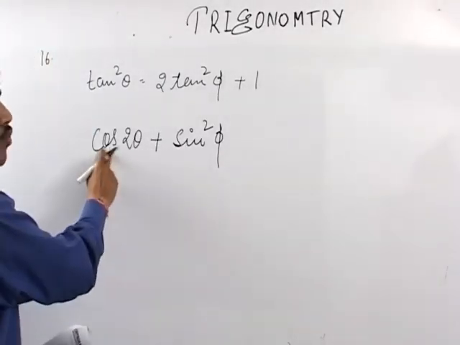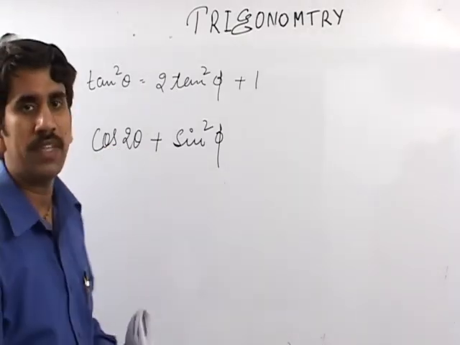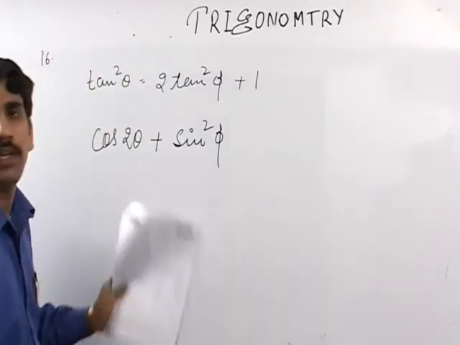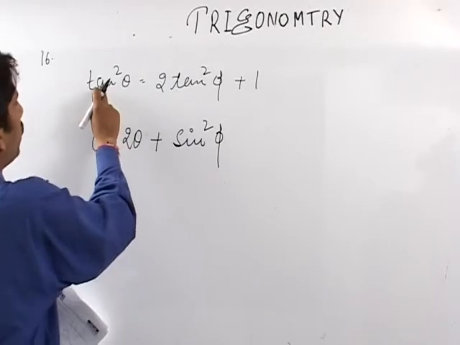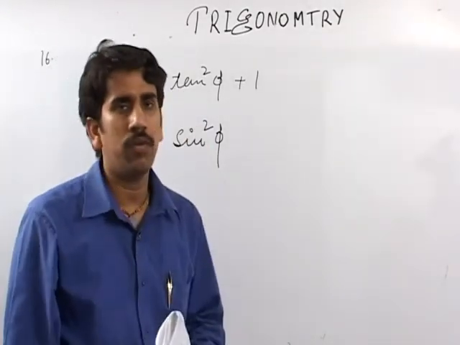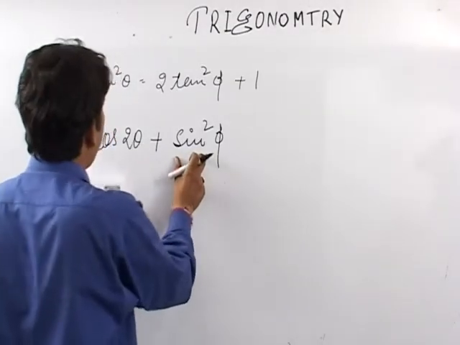Either you put the value of cos 2 theta in terms of tan square theta, which is equal to 1 minus tan square theta over 1 plus tan square theta, plus sin square phi, and then put the value of tan square theta from here, 2 tan square phi plus 1, and just solve it. You get the value of this.